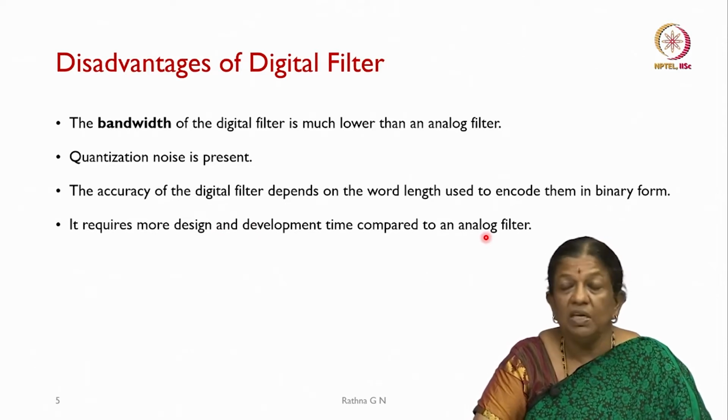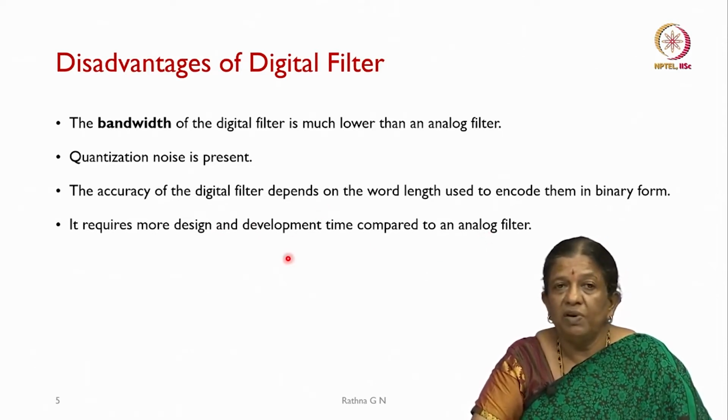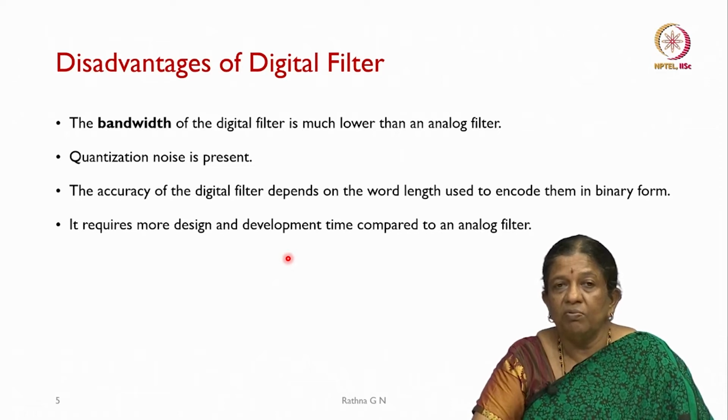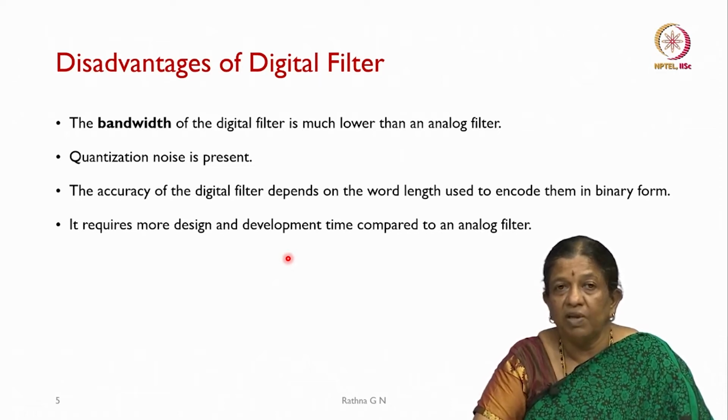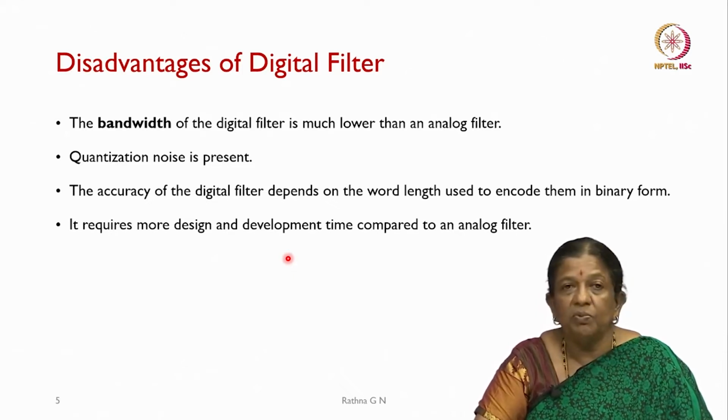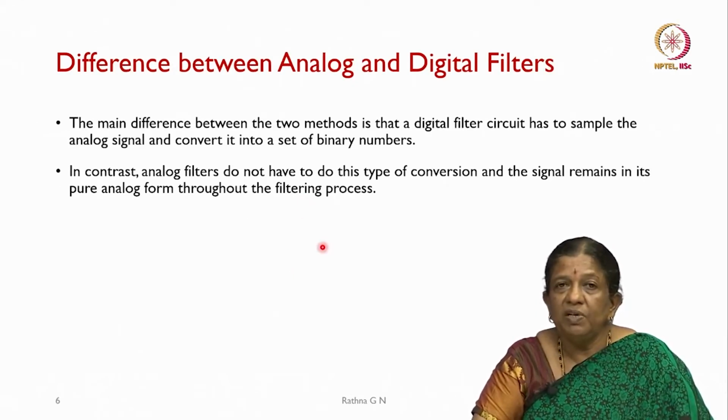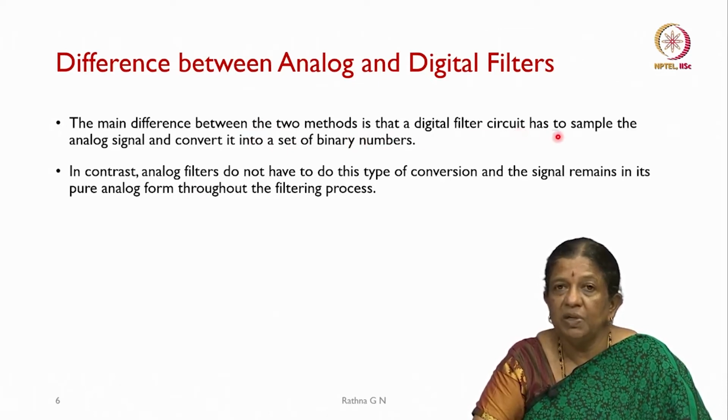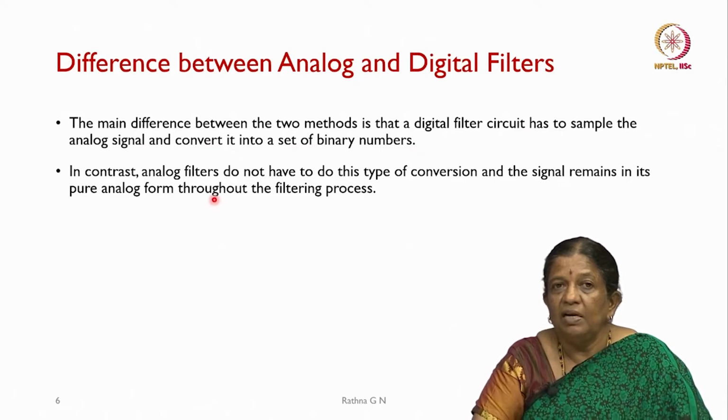One has to see what should be the order of the filter you are designing, and then pass the input through it, and it is going to take more time. The difference between analog and digital filters is this. The main difference we will consider here is that a digital filter circuit has to sample the analog signal first and convert it into a set of binary numbers. In contrast, analog filters need not do this conversion; they can be used directly wherever required.